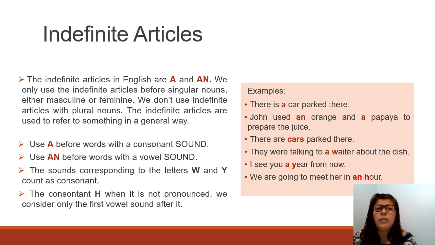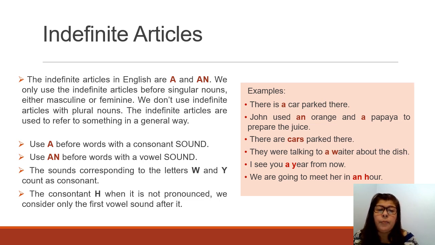Now let's talk about the indefinite articles. The indefinite articles in English are a and an. We only use the indefinite articles before singular nouns, either masculine or feminine. We don't use the indefinite articles with plural nouns. And the indefinite articles are used to refer to something in a general way.